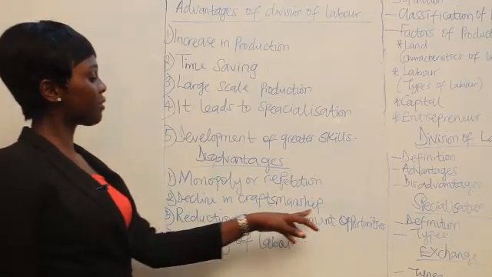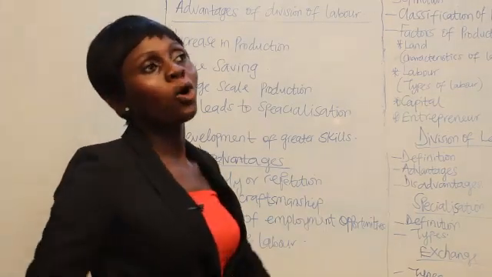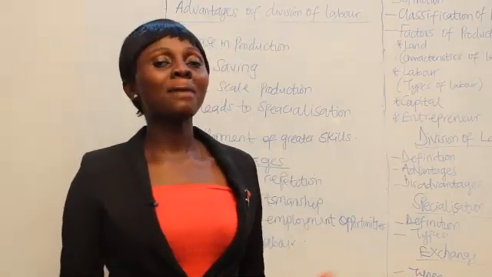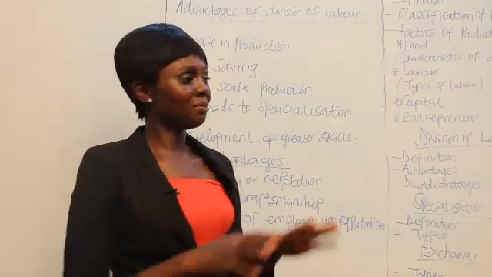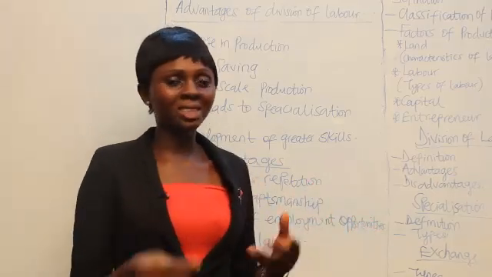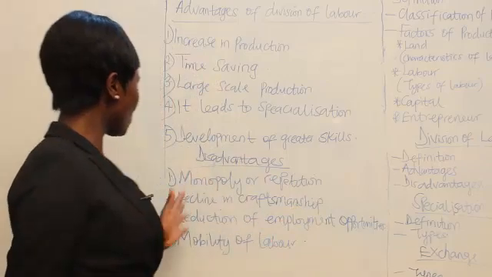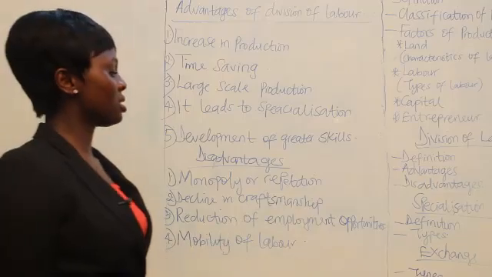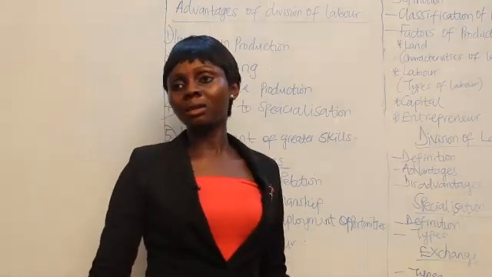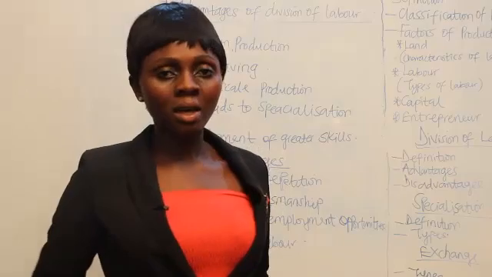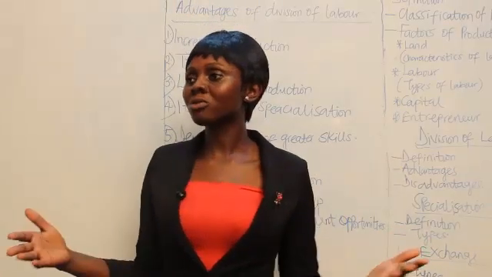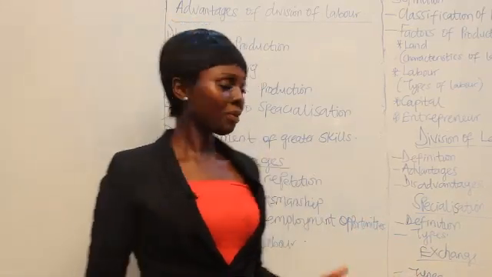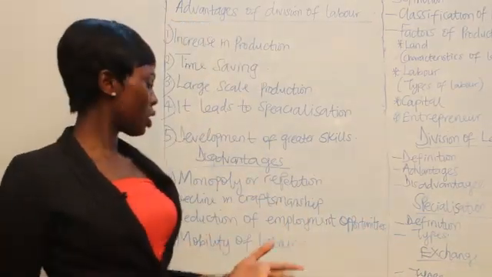Now, decline in craftsmanship. Now, this has to do with a company that makes use of machines for production. People no longer make use of their skills because the machine is going to do everything within the twinkle of an eye. So that is what decline in craftsmanship is all about. Now, reduction of employment opportunities. Like I said earlier, when they have a lot of machines doing what human beings can do, then they won't grant people employment because they already have machines doing all the work for them. So it leads to reduction of employment opportunities.